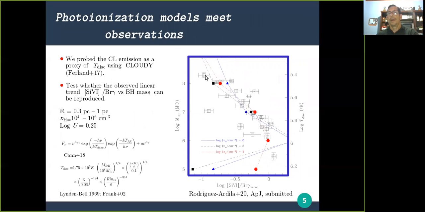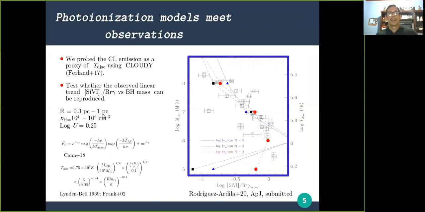Here again, the open squares are the observations, and we make a grid of Cloudy models using as input continuum this form, which represents a modified black body with an underlying power law. For the disk temperature, we use the disk prescription of Frank et al., that relates the temperature of the disk with the mass of the black hole, the accretion rate, and the radius of the accretion disk, as well as the efficiency of the accretion. So we use this prescription here, and we found the best outputs that reproduce very nicely our observations.